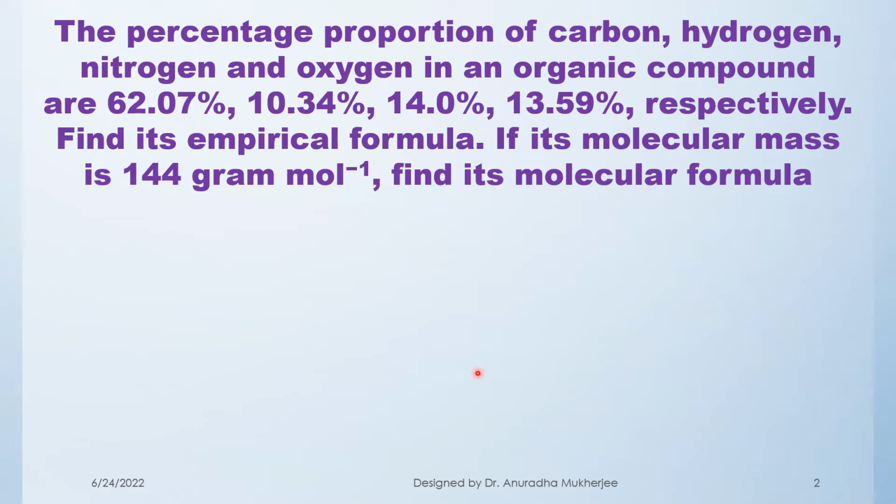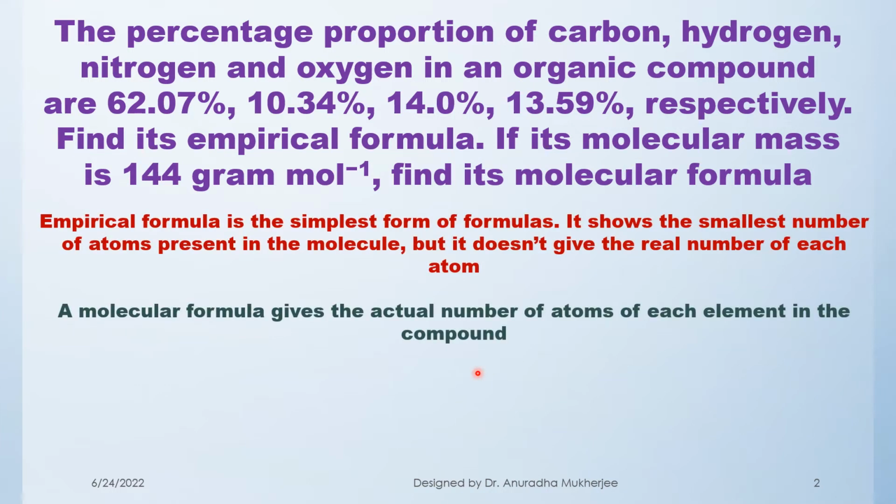So first, recap the concept of empirical formula and molecular formula. Molecular formula gives the actual number of atoms of each element present in a compound. But empirical formula is the simplest form of formulas. It shows the smallest number of atoms present in the molecule, but actually it's not giving the real number of atoms which are present in the molecule.